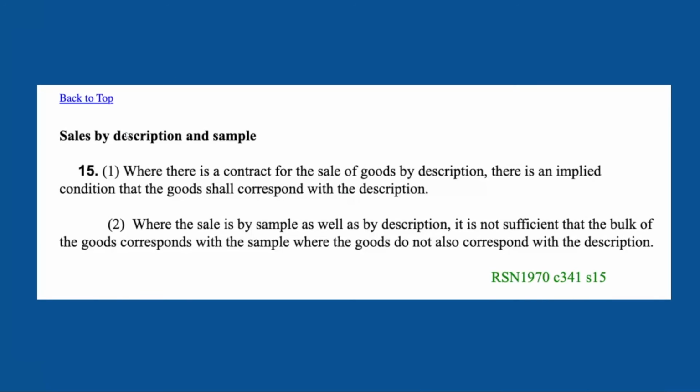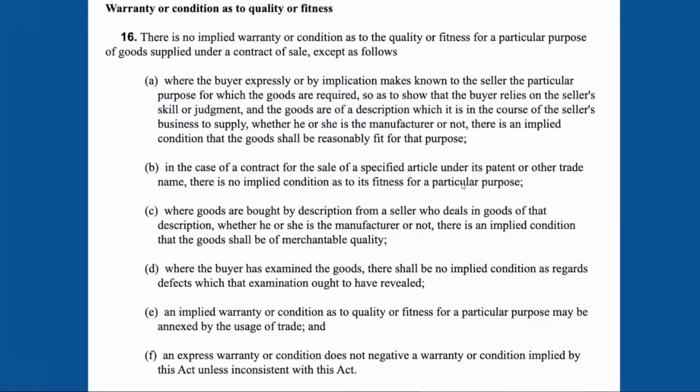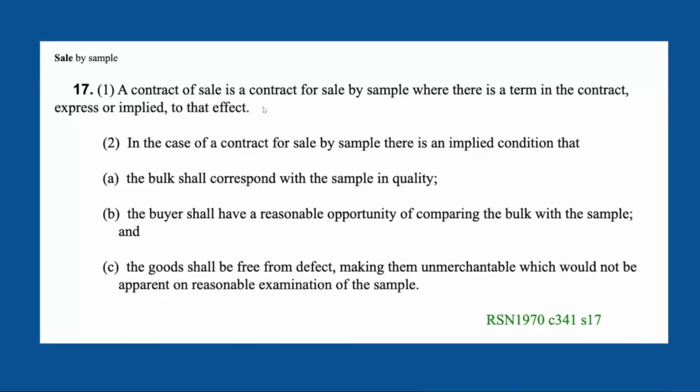Sale by description or sample. Effectively what this says is that if we sell something based on a description, it needs to match the description. Or if we sell something based on a sample, so you have a sample of the road salt that you're ordering and you order 10 tons of it, it has to match the sample. Again, the warranty and condition exactly codify what we talked about in the first section. And this is, again, dealing with the sale by sample, and in fact, it must correspond to the sample.